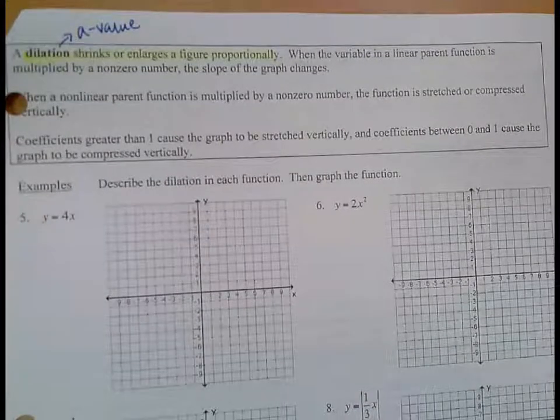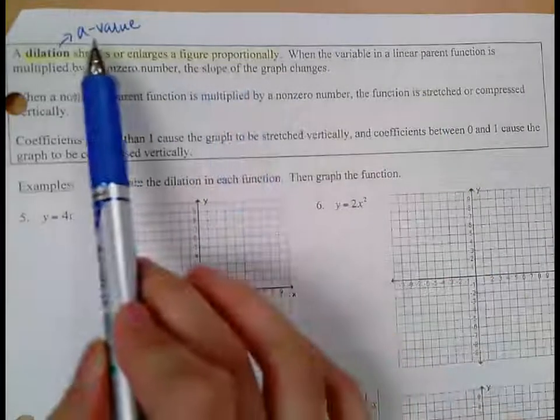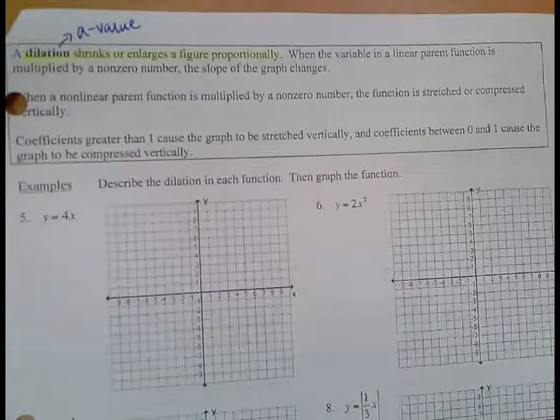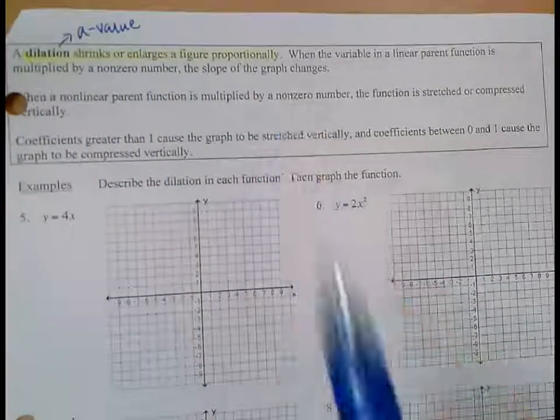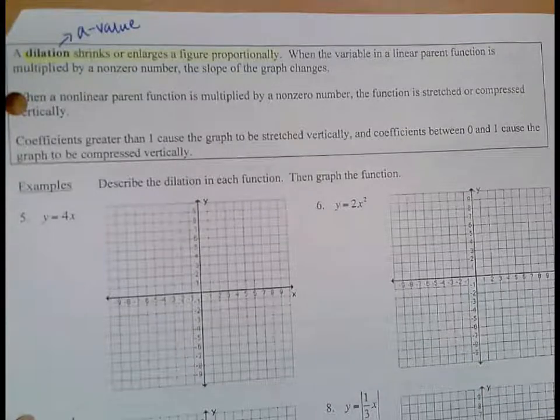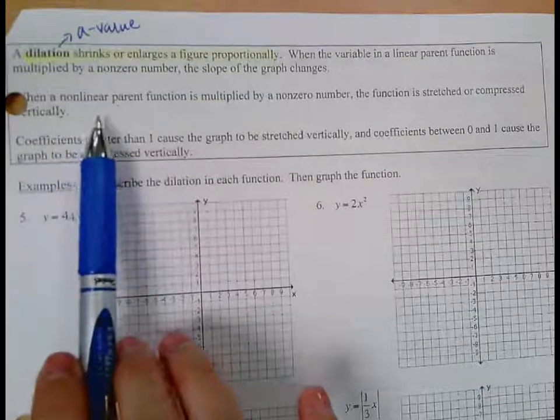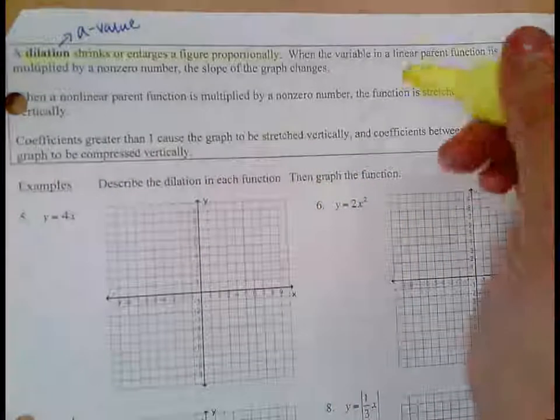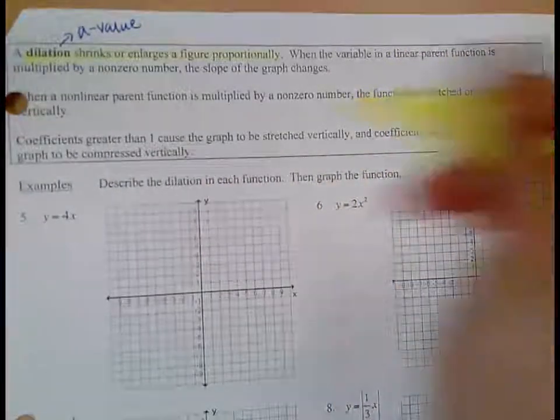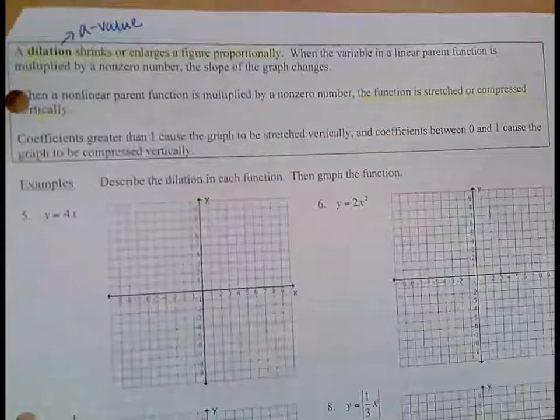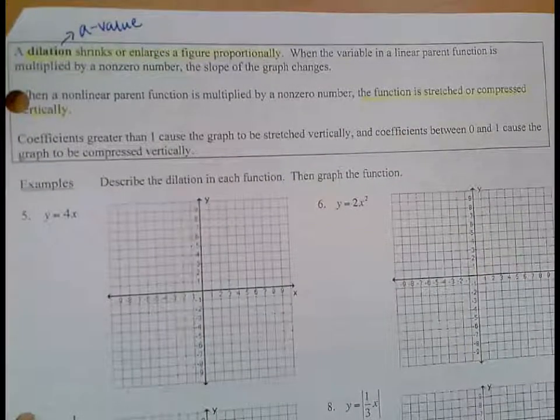So if the function is linear, the A value, as I had written on the front, is your slope. So it's changing the slope of the graph, either making it steeper or making it flatter. When a function is nonlinear, the function would be described as being stretched or compressed vertically. Stretching it out is going to make it appear narrower. Compressing it would make it appear wider or flatter.